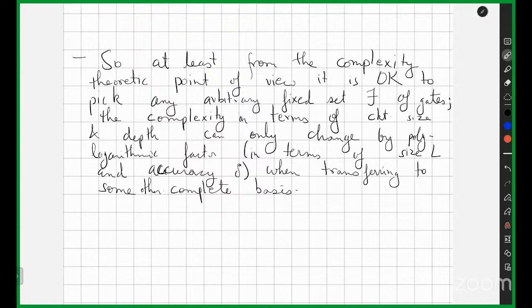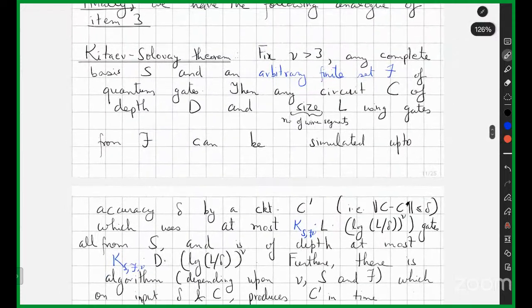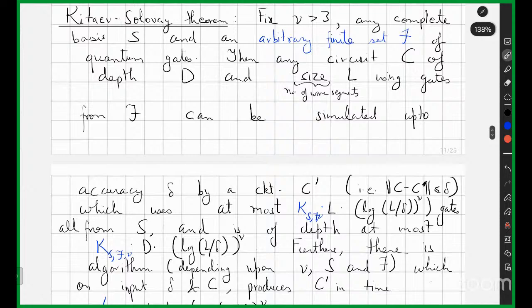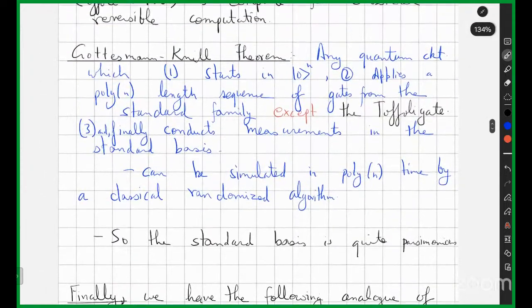Okay, so any questions about this? Yeah, this went fast, but this is more like a journalistic thing where I just wanted to say what the results are. The exact parameters are not important. For us, the only thing that is important is that the loss is only polylogarithmic. Thanks. So any questions so far?